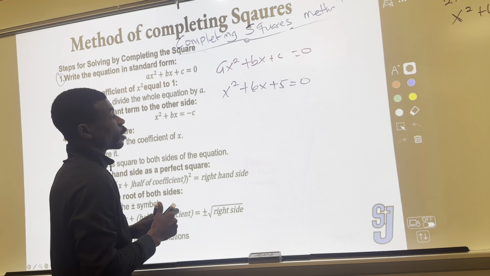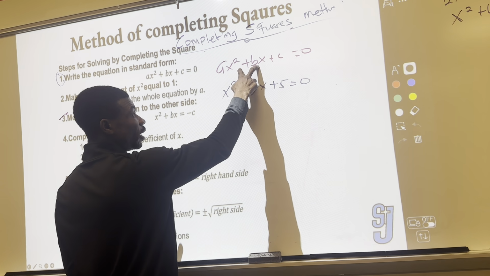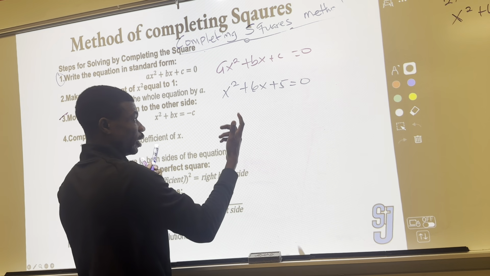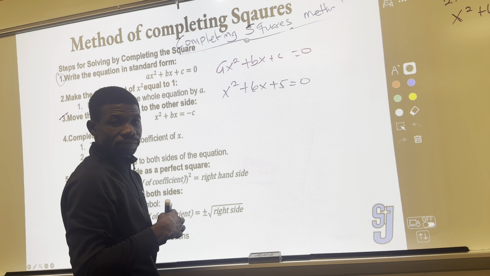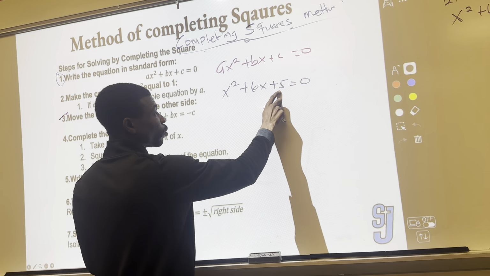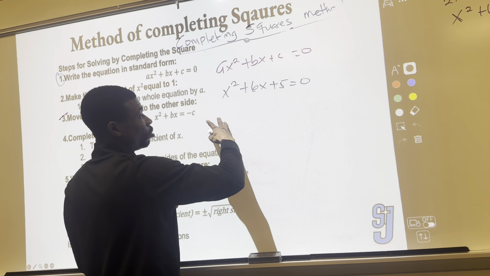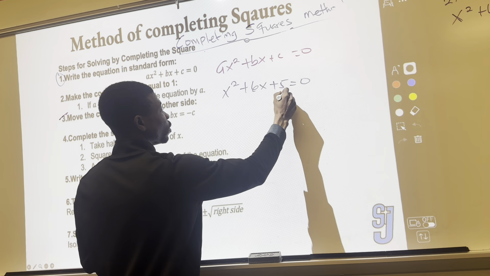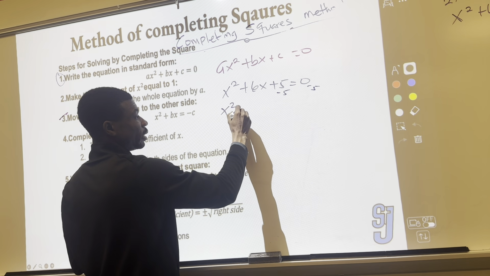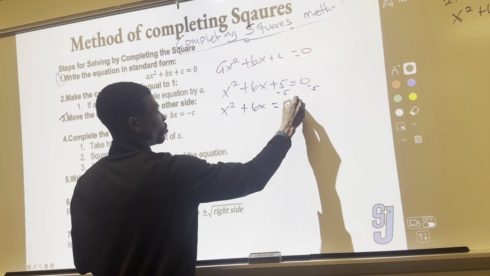Okay, so for this, firstly, is it standard? Yes. Is the coefficient of x squared equal to 1? Yes, so I'm good to go. What's the next step? Move the constant, which is 5, to the other side of the equation. So I take 5 from both sides of the equation, and I have x squared plus 6x equals minus 5.